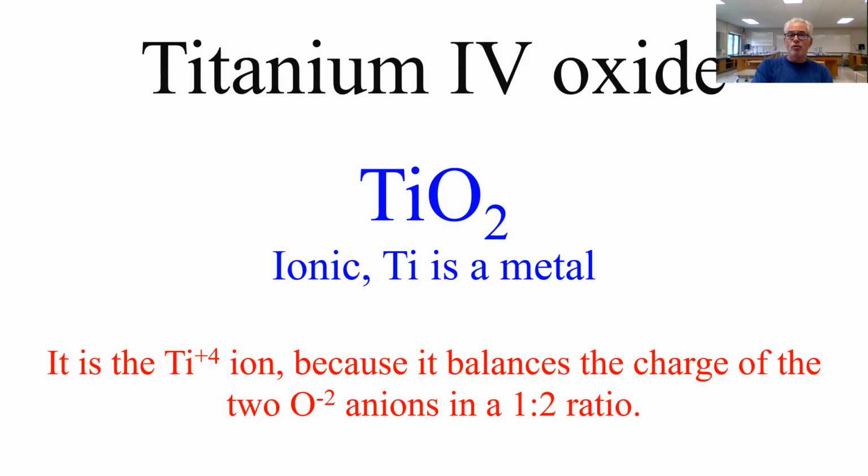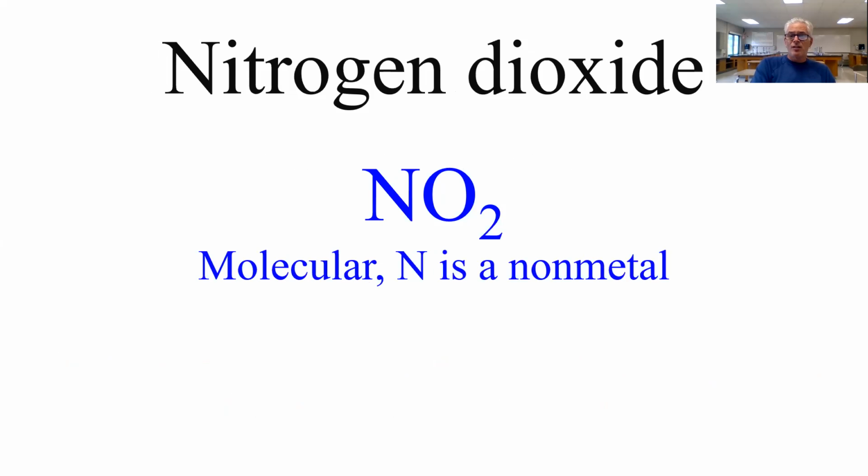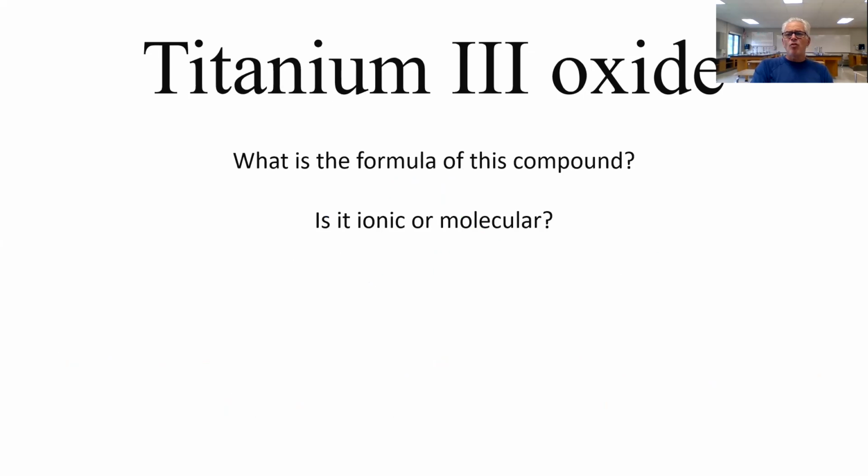It's ionic, of course, because titanium is a metal. Nitrogen dioxide. Nitrogen's a non-metal. Nitrogen's going to make a molecular compound with 2 oxygens, NO2. This was easy. Titanium, Roman numeral 3.